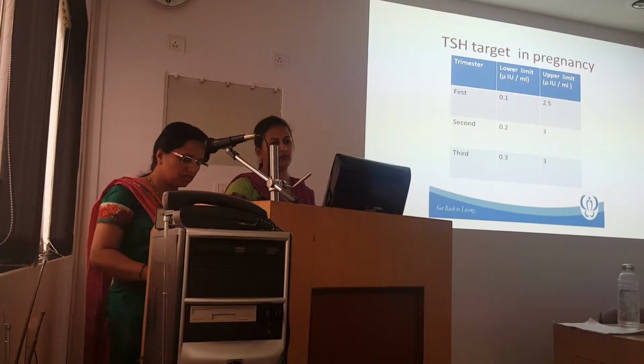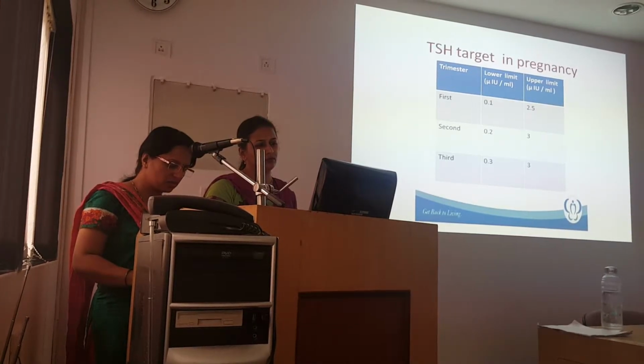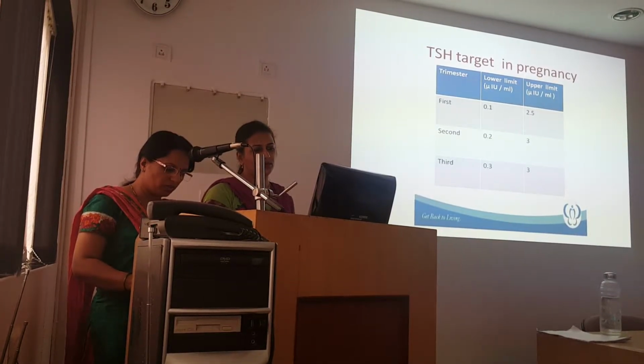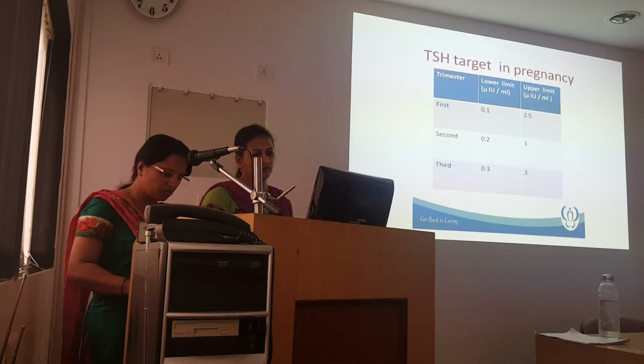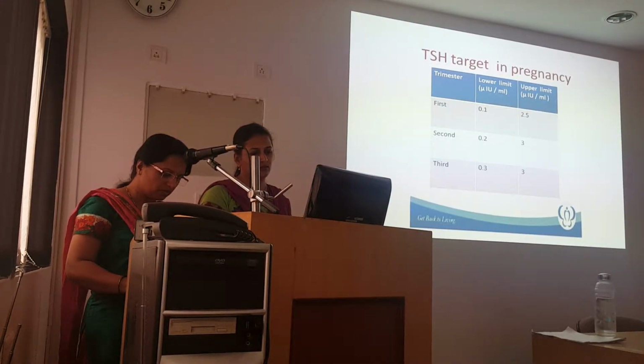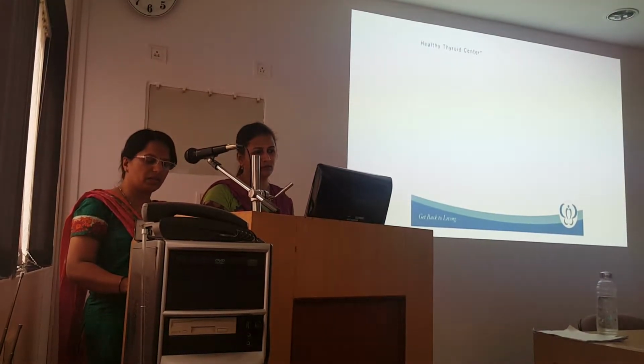This is what the TSH target should be in pregnancy. During first trimester it should be 0.1 to 2.5 microunits per ml. In second trimester it should be 0.2 to 3, and in third trimester 0.3 to 3 microunits per ml.